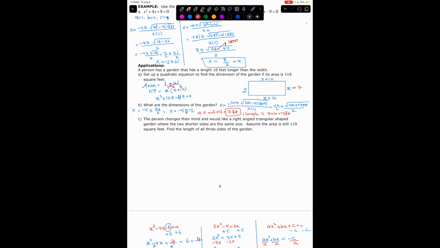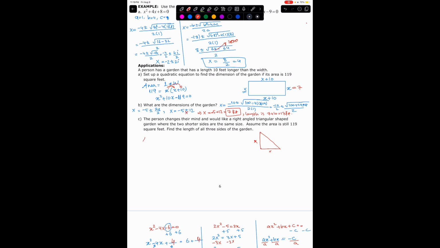17 feet. Okay. The person changes their mind and would like a right angle triangle shaped garden where the two shorter sides are the same size. Assume that the area is still 119 square feet. Find the length of the three sides of the garden. So we have a triangle, and the two shorter sides are the same. And we have the area is 119.